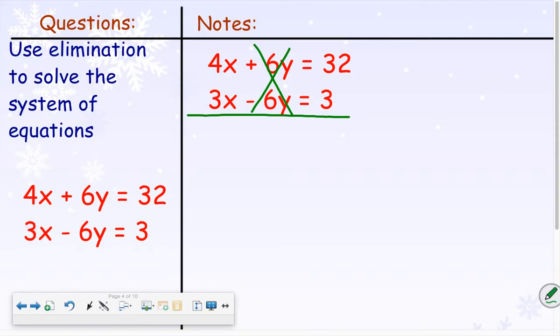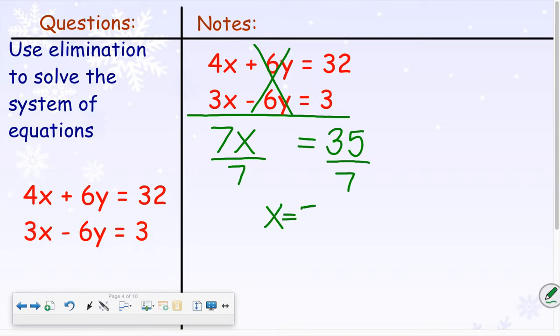Then all we're going to do is take what's left and add it. So 4x and 3x make 7x, because they're both positive, so you add them together, bring down our equal sign. 32 and 3 make 35, so all we're doing is adding. Then if I solve this by dividing both sides by 7, I get x equals 5.